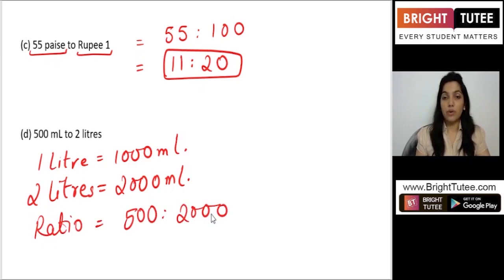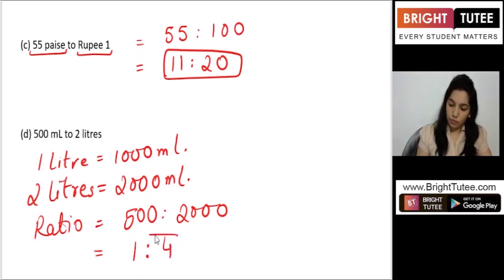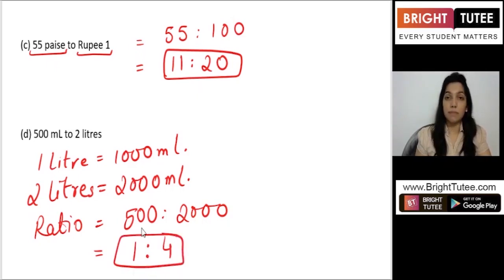Clear? Now clearly 500 and 2000 can be simplified by dividing both of them by 500, because 500 is the highest common factor between these two numbers. So 500 goes into 500 how many times? Once. And 500 goes into 2000 how many times? It is 4. So 1 over 4 is the ratio in the simplest form.